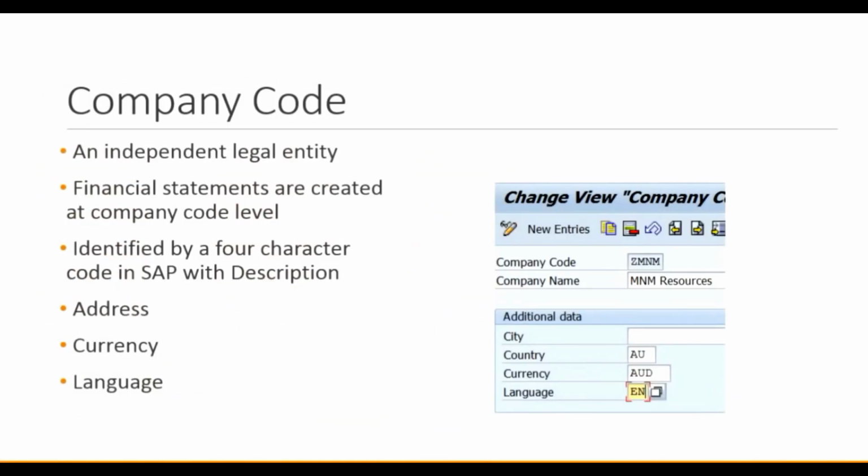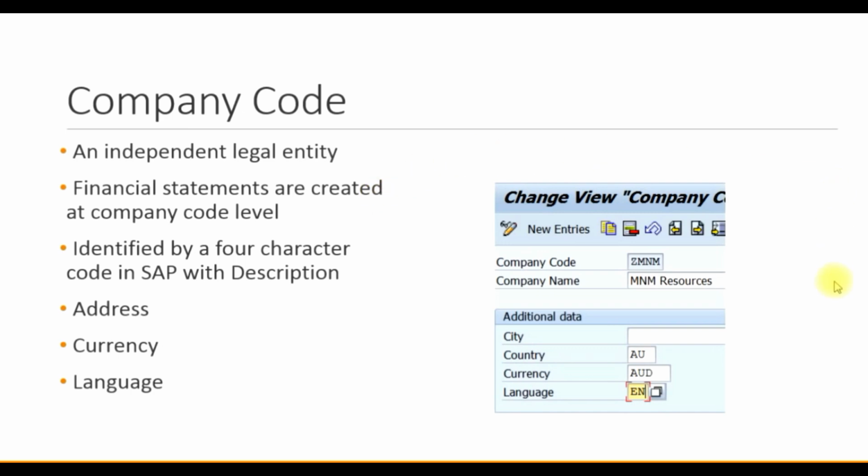One of the organizational units, and actually the most important organizational unit in SAP Financial Accounting, is company code. So the word company code is basically your company. They call it company code because it's identified by a 4-character code. Your company is an independent legal entity for which you will create your financial statements. Financial statements are your balance sheet and P&L statement, or you call it an income statement.